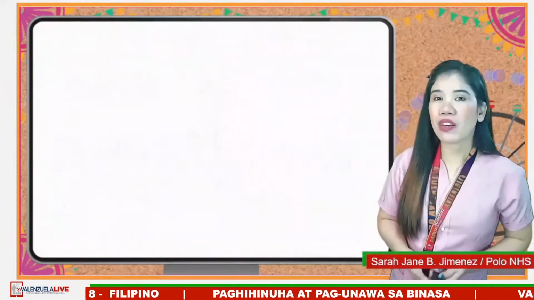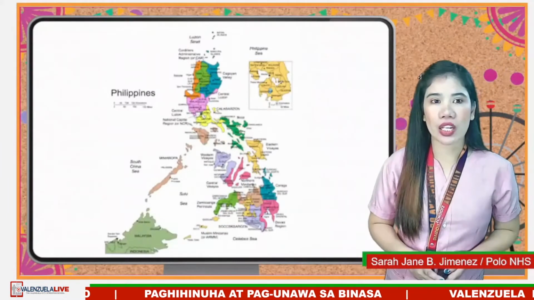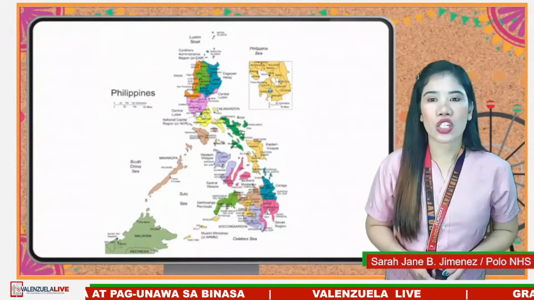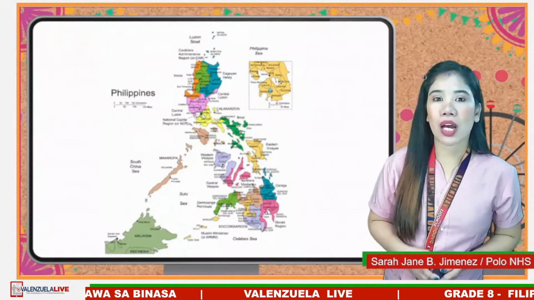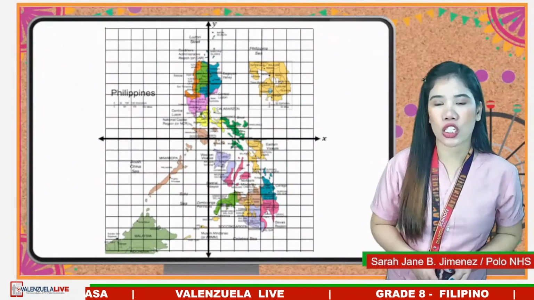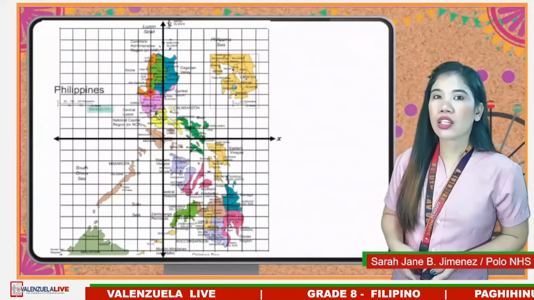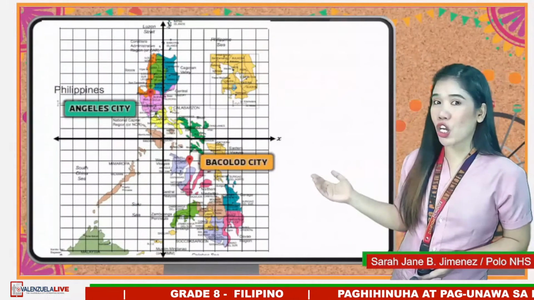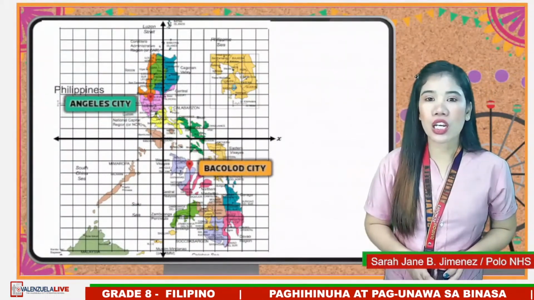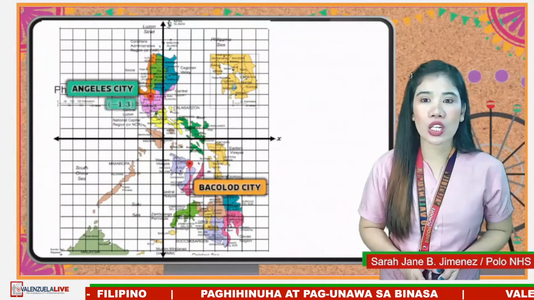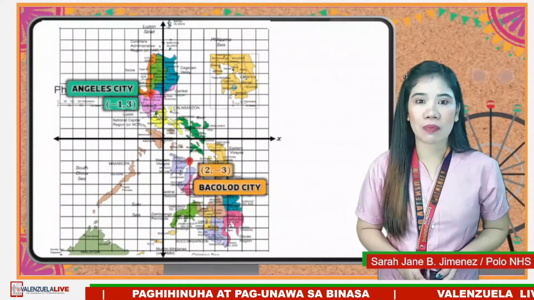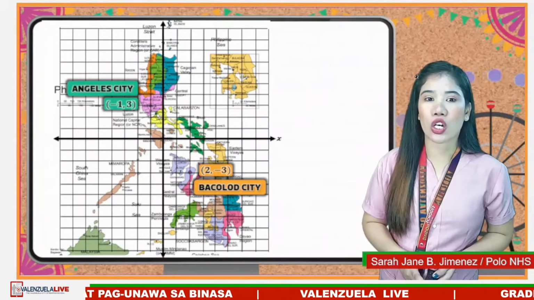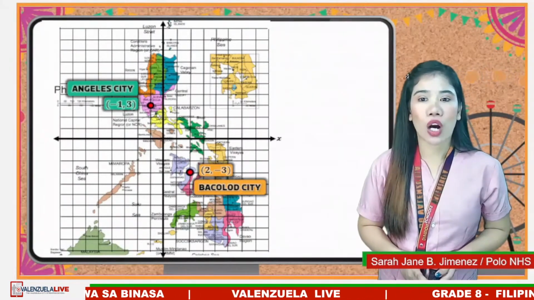In our previous activity, we recalled the parts and terms in rectangular coordinate system, also known as Cartesian plane. It can be used in plotting points of certain locations. For example, this is the location of Angeles City, while here is the location of Bacolod City. Using the illustration provided, the coordinates of the location of Angeles City are -1, 3, and the coordinates of the location of Bacolod City are 2, -3.